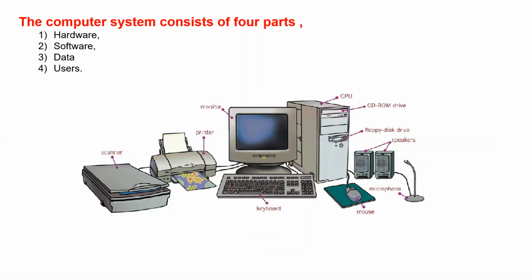The computer system consists of four parts. The first is hardware, the second is software, the third is data, and the fourth is users. Here we observe a picture of a computer with input-output devices along with the peripherals of the computer, which may be a scanner, printer, keyboard, speakers, mic, mouse, and other devices.